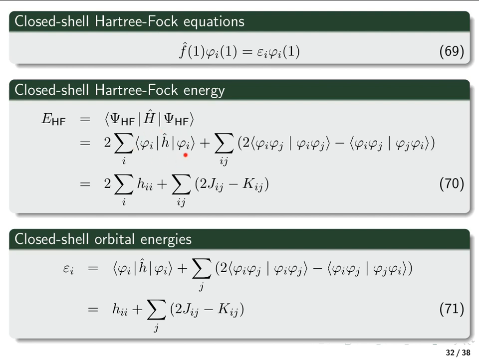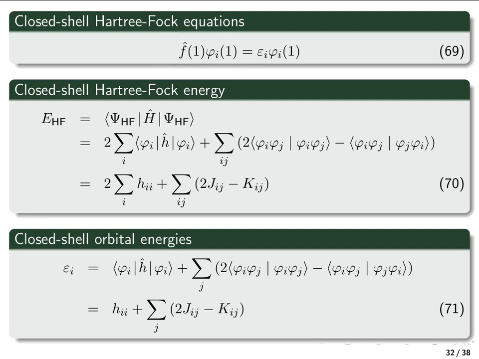So I have the contribution from the core Hamiltonian, and I have twice 2 Coulomb integrals, but only 1 exchange integral. Here I've implicitly defined a Coulomb integral as being J_ij, and here's the exchange integral. So this is the Coulomb integral, and this is the exchange integral.